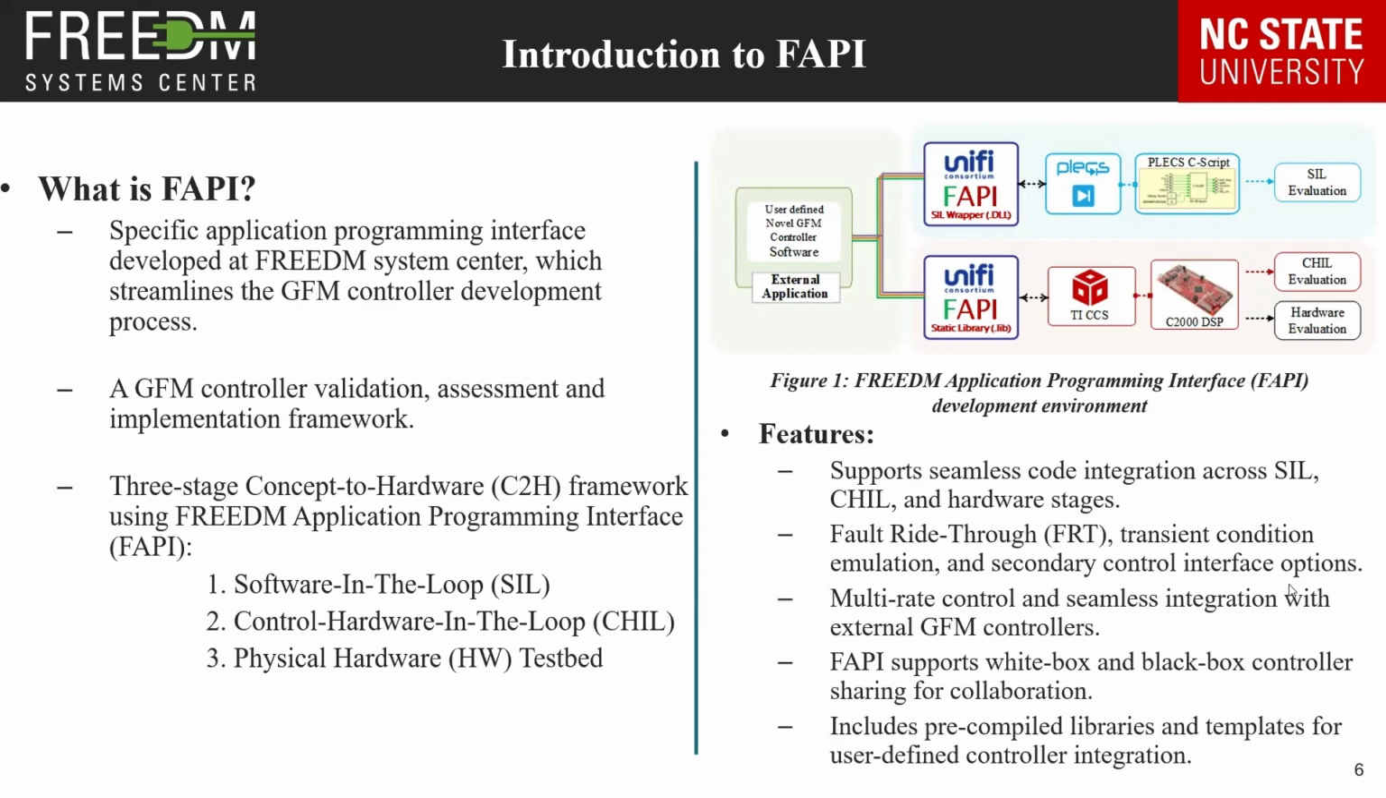FAPI is a specific application programming interface developed at the Freedom System Center, which is designed to streamline the grid forming controller development process. To assist the UNIFI integration and validation area and the control area deliverables, NCSU has started the development of a grid forming controller validation, assessment, and implementation framework from concept to hardware. FAPI consists of three main stages as specified in this section: the software in the loop, that is the SIL, the control hardware in the loop, that is the C-HIL, and the physical hardware testbed.